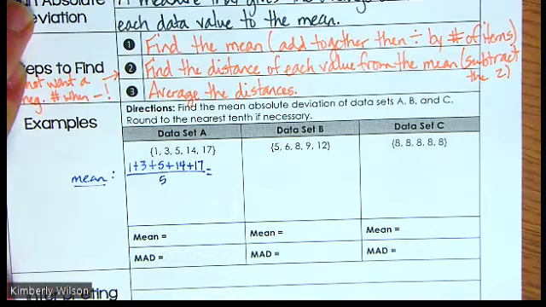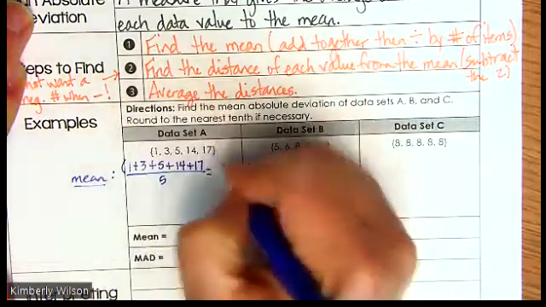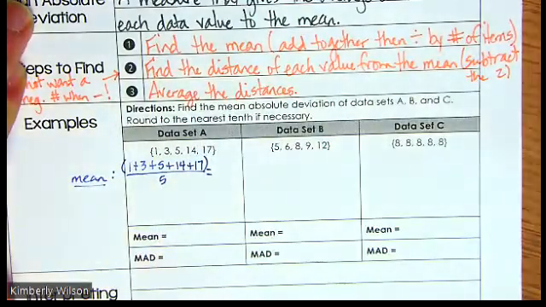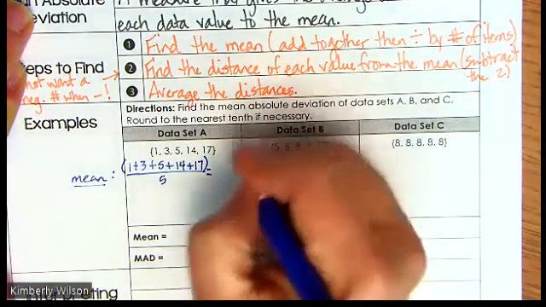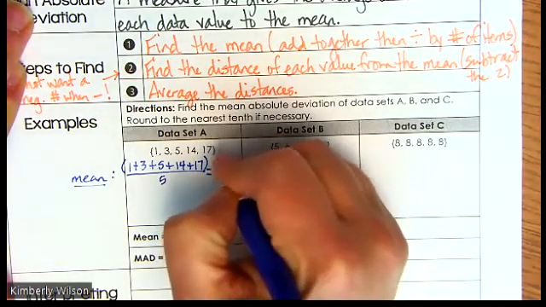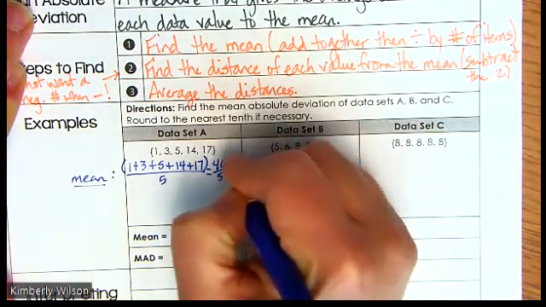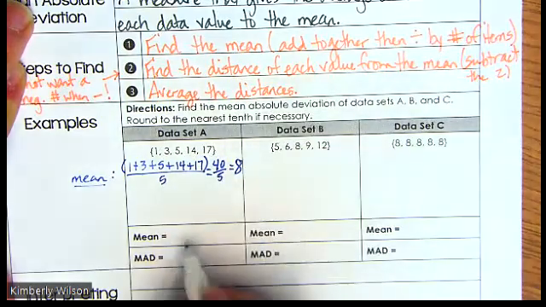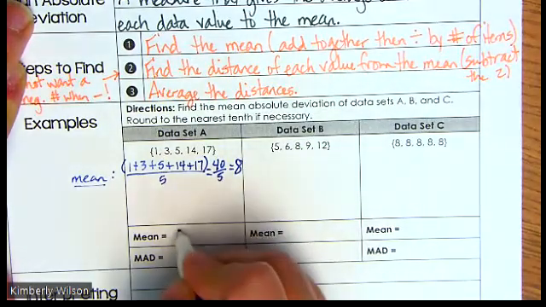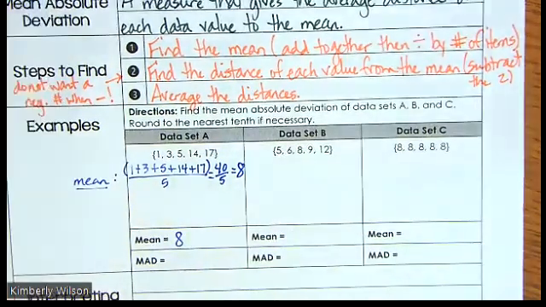Yes, you get to use a calculator. 1 plus 3, and yes, you can do all of this addition at one time. So you can punch all of that right here into the calculator. Plus 5, plus 14, plus 17. And we get 40 divided by 5, which equals 8. So down here, I write that my mean is 8. So that was step one.